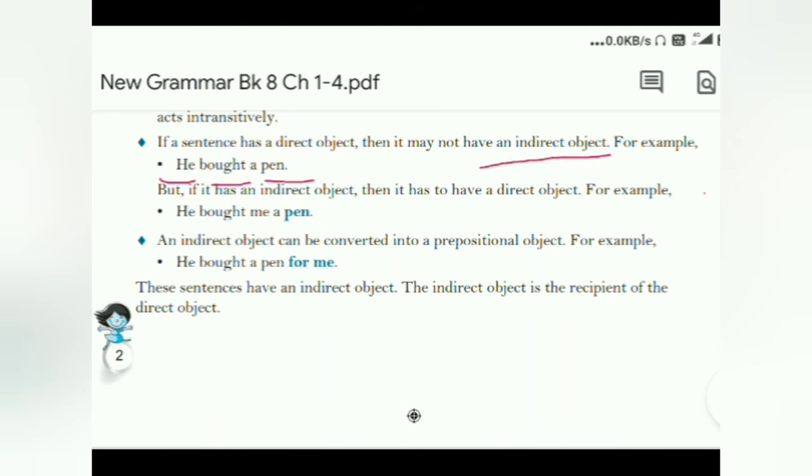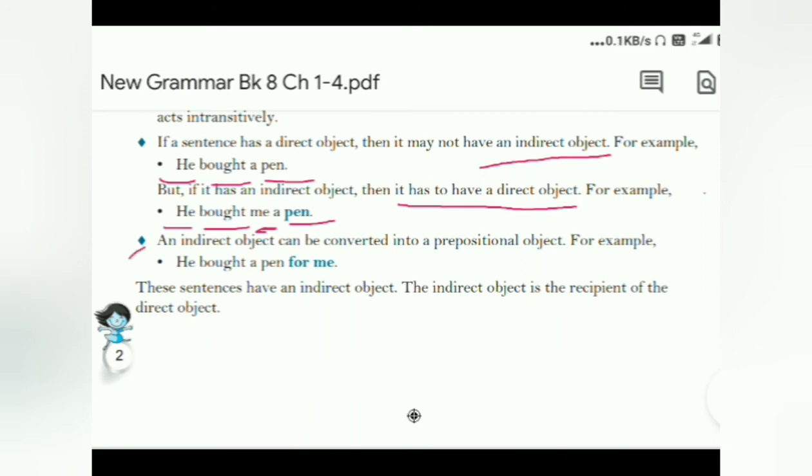If there is no indirect object, then it doesn't matter. But if it has an indirect object, then it has to have a direct object. For example, he bought me a pen. He is the subject, bought is the verb, and me is the indirect object. He bought me. It is not an appropriate sentence if there is no direct object. A pen is a direct object, as it's giving the answer of what, and me is giving the answer of to whom. To whom did he buy a pen?